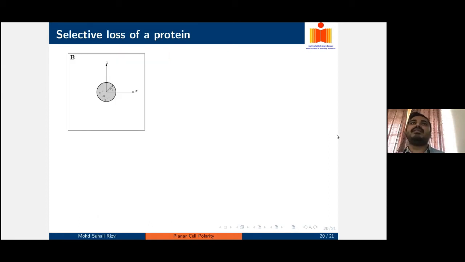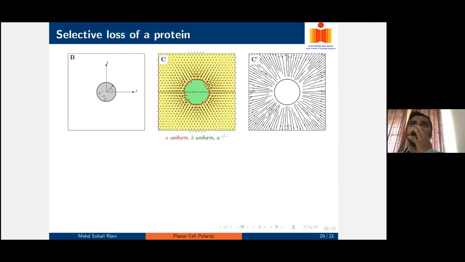So just to study that, we considered a tissue where one of the proteins, A or B, is removed from a circular region, and what we found is that in this particular case the cells actually orient in a radial manner, and that is not too difficult to understand. Because let's say the protein A is not present in this circular region, that means it's only B which is present in the circular region.